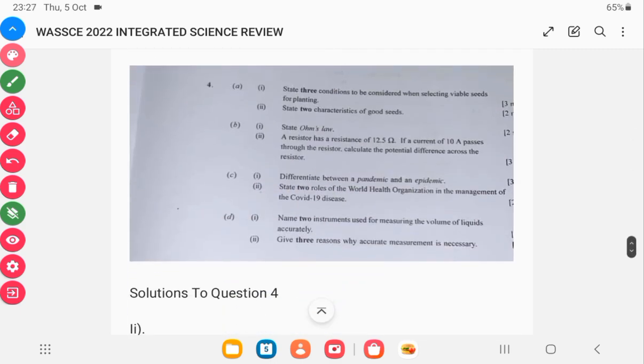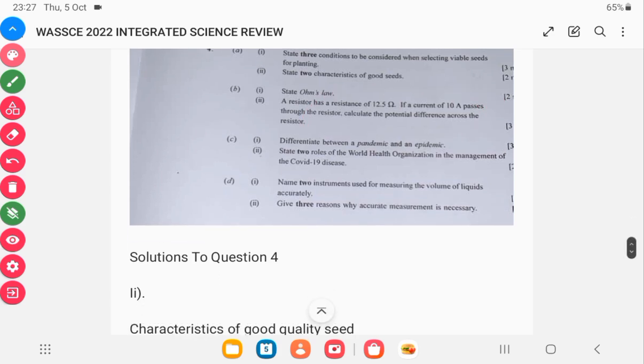Then question 4 here, conditions to be considered in selecting a viable seed, characteristics of a good seed, then state Ohm's law, and you have electricity again. You don't joke with electricity, it's always there. And question 4C was as a result of the COVID-19 pandemic. So you should take note of the current affairs as well when you are studying for the integrated science exam.